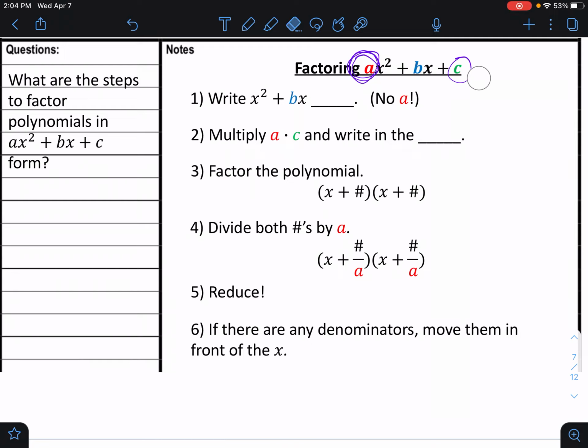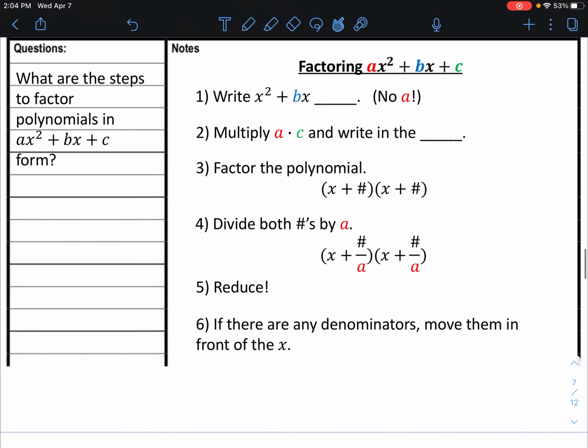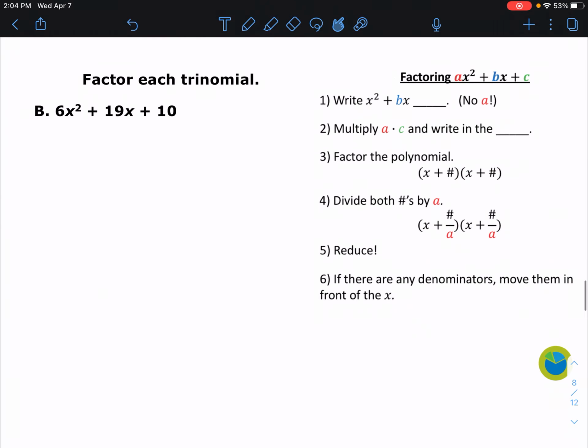So it's kind of a weird process, but it is pretty successful. So we're going to practice it a few times. It takes a little getting used to. You'll get better at these. Okay, so here are the steps on the right.